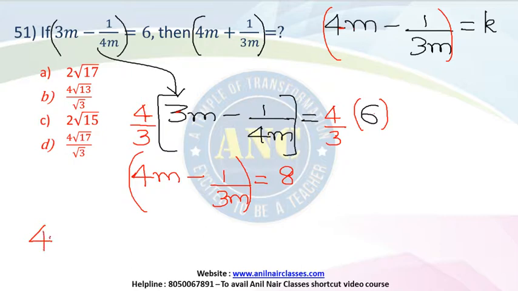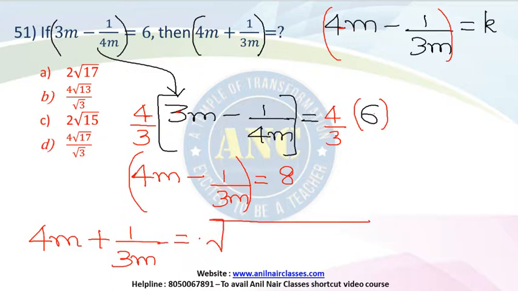Whenever I know the value of 4m minus 1 by 3m, finding out 4m plus 1 by 3m is never a difficult task. It is plus or minus square root of. Why am I not writing plus or minus? Because the answer options are anyway not having a minus sign, so I will ignore that negative sign. Square root of k square minus 4. K square is nothing but 8 square, it is 64 minus 4. But if you just stop at minus 4, you are making a mistake, because the coefficients of m and 1 by m are not equal to 1.